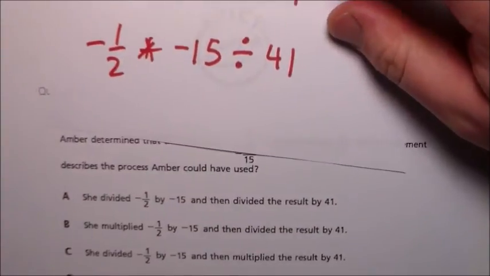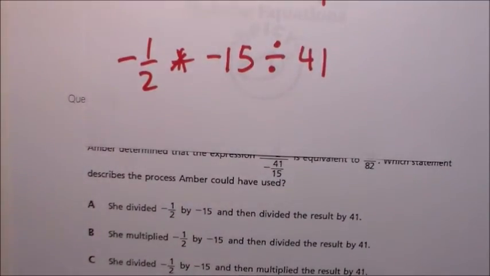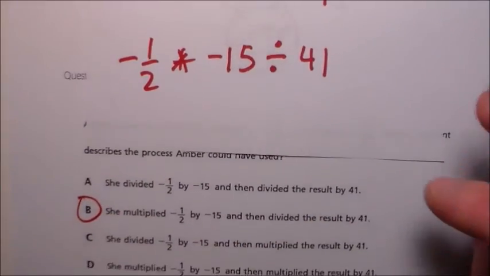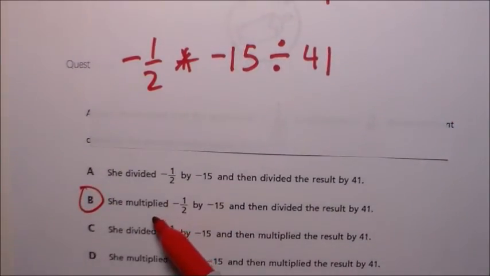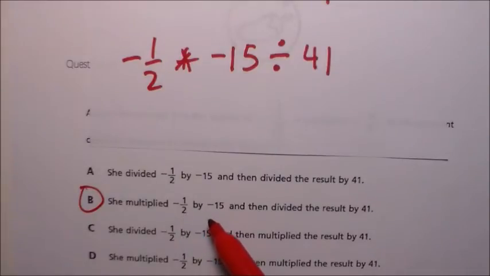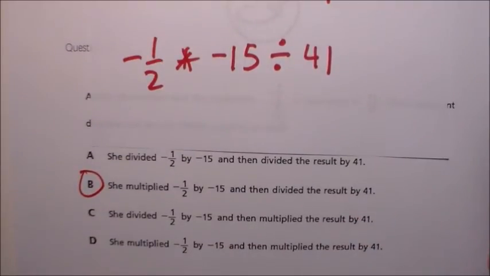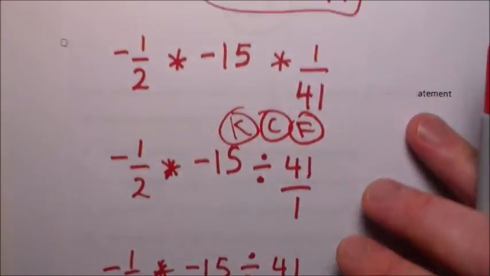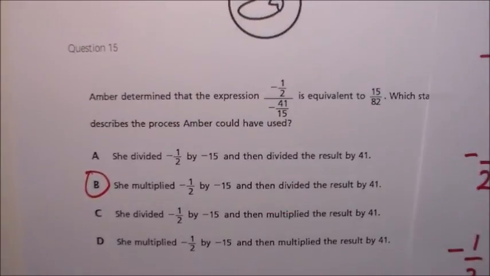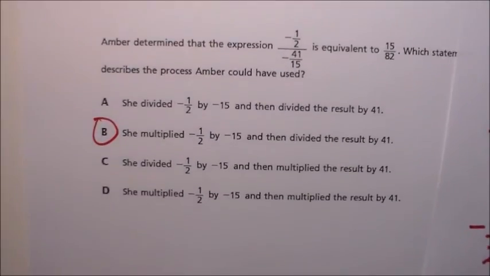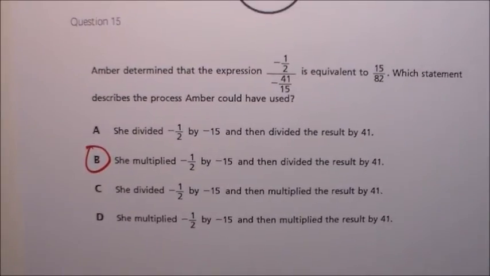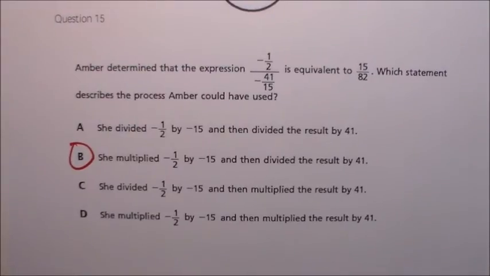And if we do those steps, we'll see that one of our answers, B, fit the bill. She can multiply negative 1/2 by negative 15 and then divide the result by 41. All the other answers aren't going to get you where you need to go, but this answer B certainly will. And that's the steps you could go through to get there. Now, if you wanted to do it a different way, you certainly could. But that's how Amber chose to do it, and B is the right answer. And we're good.